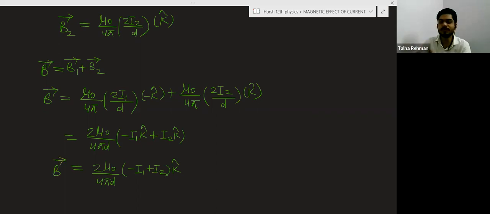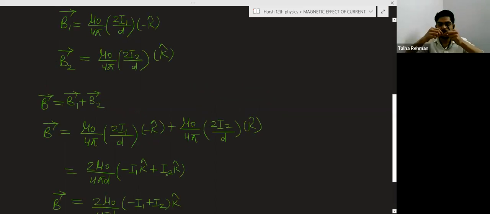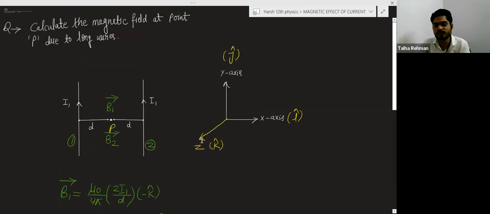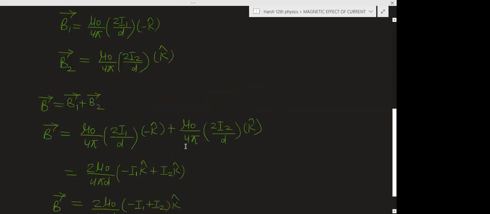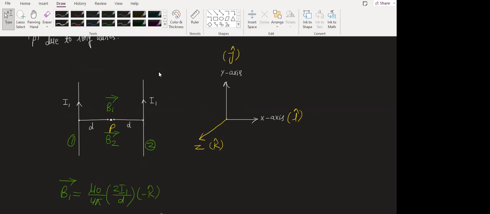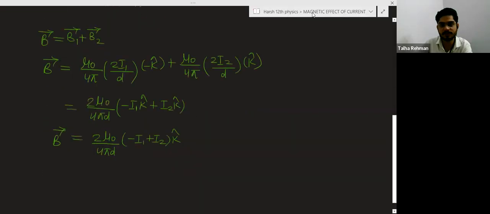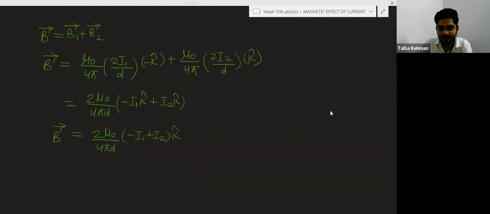Or either you can do it this way: two vectors are in opposite directions, so first subtract the vectors and take the direction again. The same thing you will have to do again. That thing is also the same. So this is the answer. Just write this down. Done, sir. So next question.